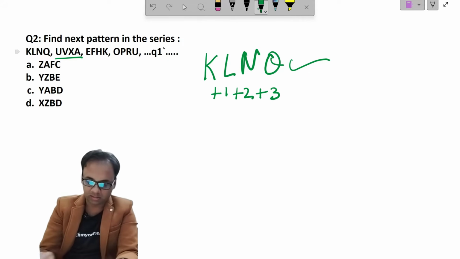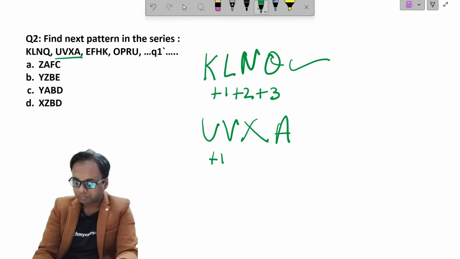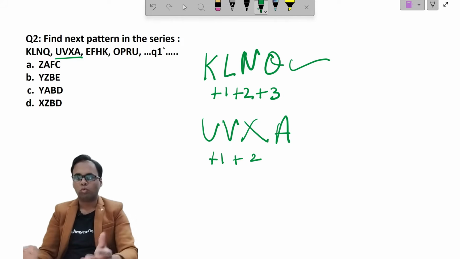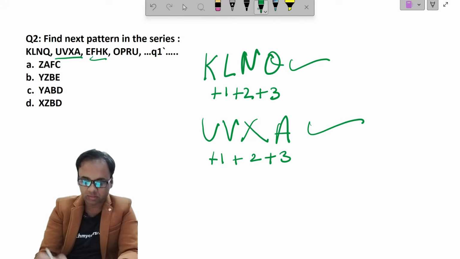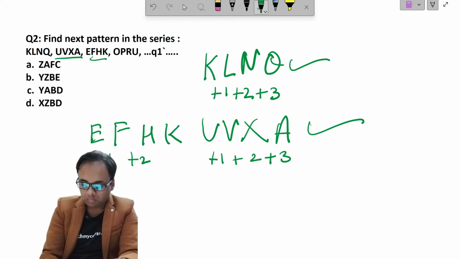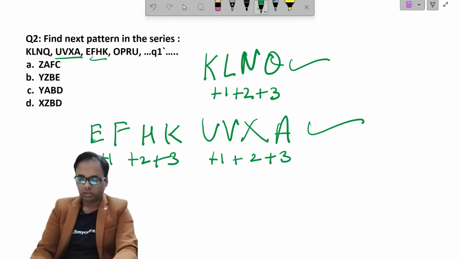Next we have U, V, X, A. The next letter after U is V, so plus 1. V, W, X, so plus 2. And what comes after X? Y, Z. And if we consider this alphabetical series as a circular one, after Z what comes? A. So this is plus 3 also. So this is also satisfied. Next, E, F, H, K. Here also plus 1, plus 2, H, I, J, K, and plus 3. So this is also followed.